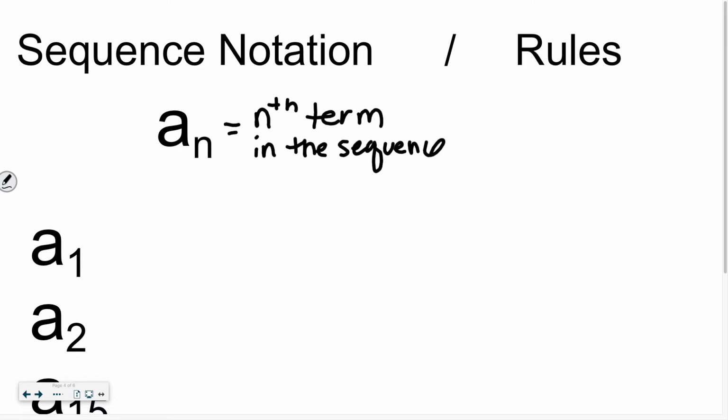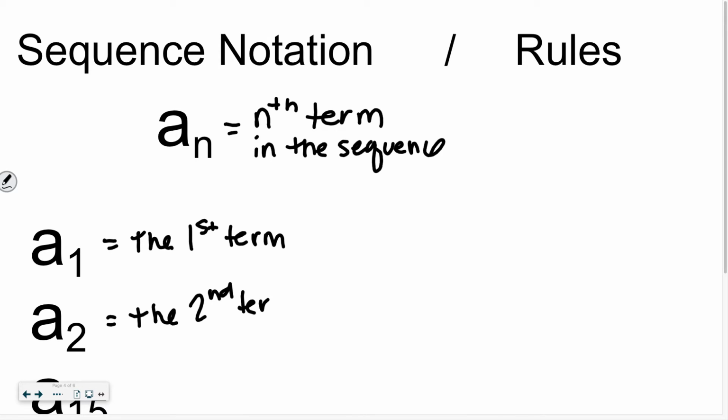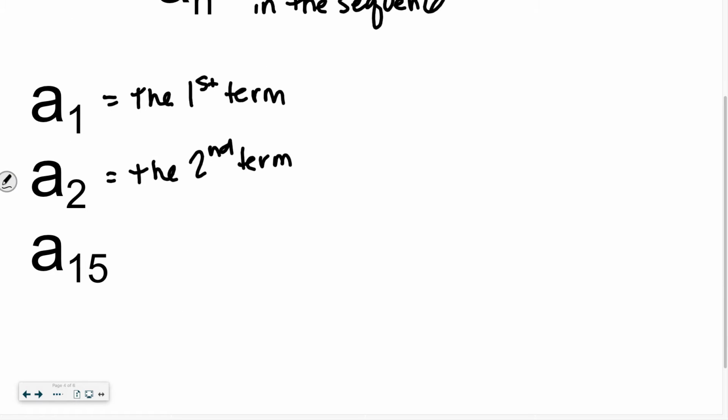So I've got some examples where I put in different numbers for n. I've got a sub 1. That means specifically the first term in the sequence. And a sub 2 is the second term. And then I think I've got down below here a sub 15, which is the 15th term of the sequence.